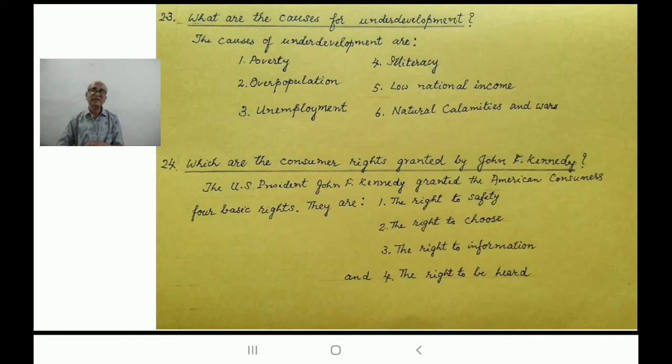Third reason, poverty. How is it a reason? People are not in a position to invest huge amounts on big projects, even if they have an idea. They need capital from somewhere. So poverty is a limiting factor. Third one, unemployment. There is unemployment in the country. Maybe everyone works, but still they are underemployed. Underemployed is also unemployment. Fourth one, illiteracy. About 35% of people in India are still illiterate.